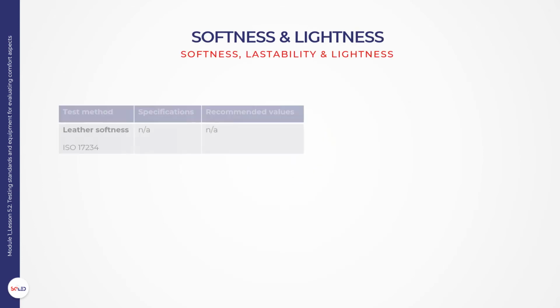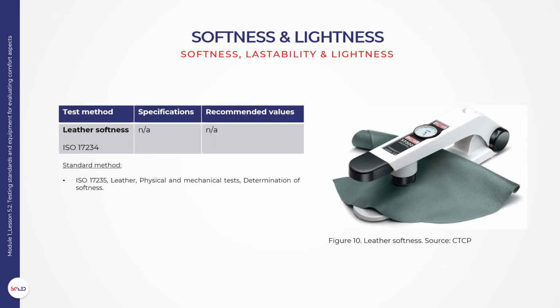Softness and lightness. Leather softness. Softness is the distension of the leather produced when a cylindrical rod of defined mass is lowered at a specified rate onto a securely clamped area of leather. The standard ISO 17235 specifies a non-destructive method for determining the softness of leather.